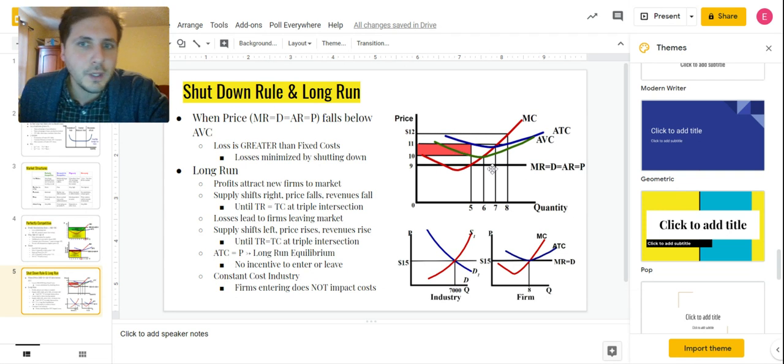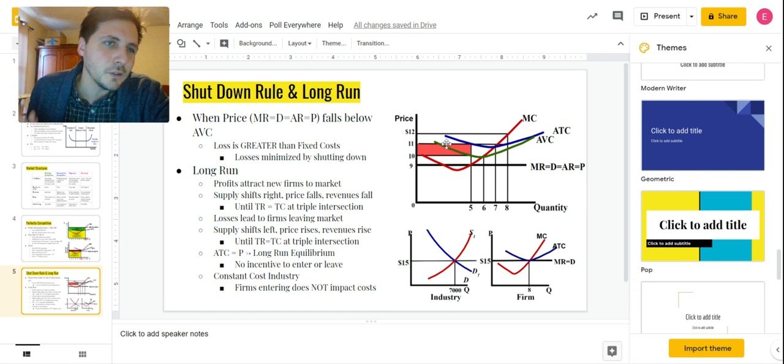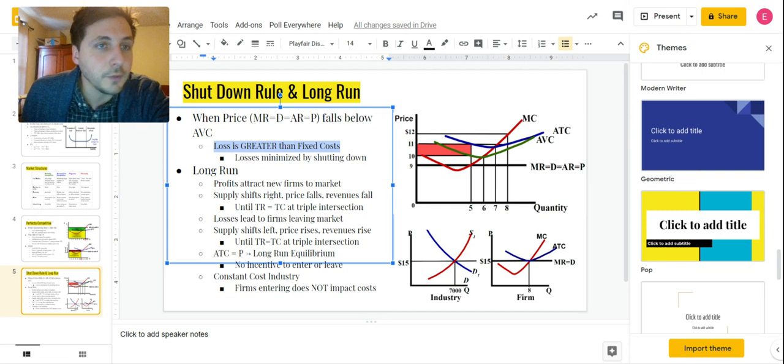And so oftentimes this is a dead giveaway because you only see average variable costs when they're asking a question about the shutdown rule, okay? Because we don't need it to determine revenues, costs, or profits. So the reason for this is because the losses are greater than the fixed costs.